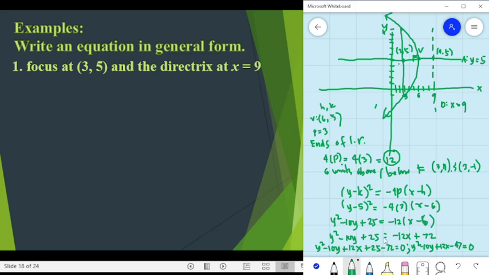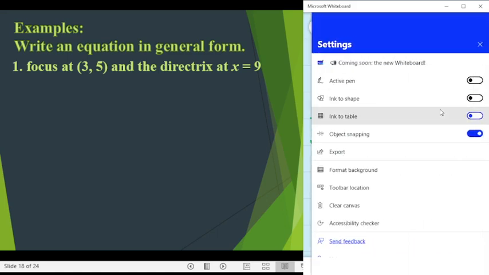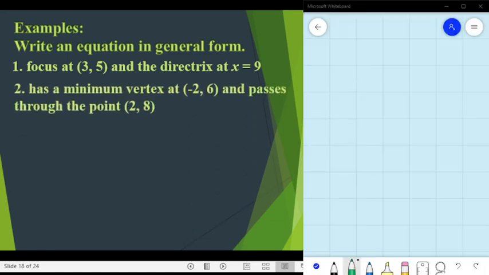Okay, so understood. If you have some questions, just PM me later. Okay, so let's proceed to number 2.